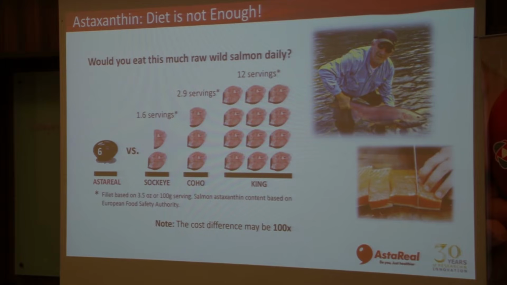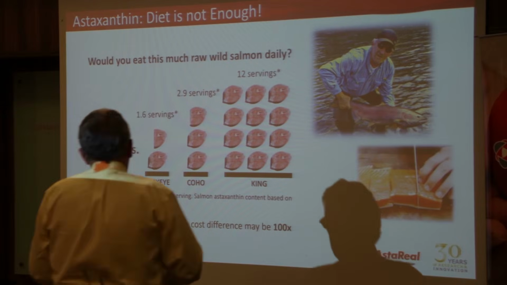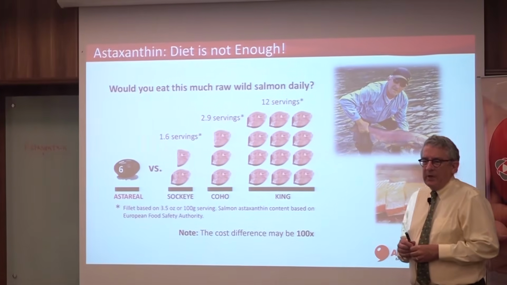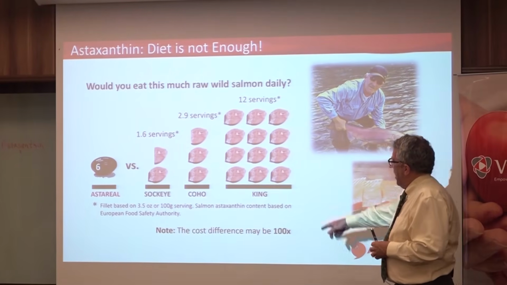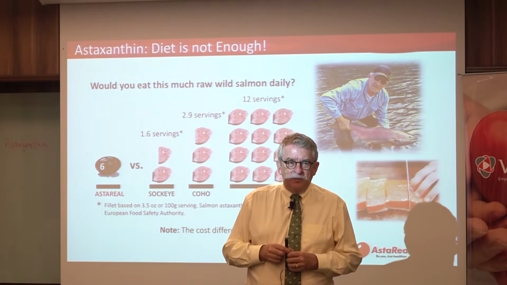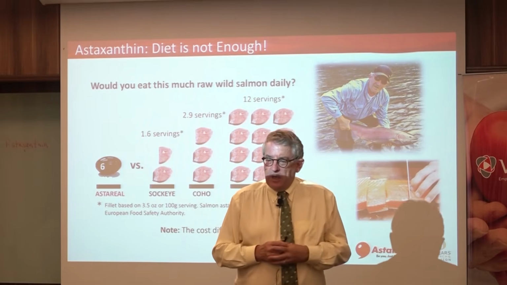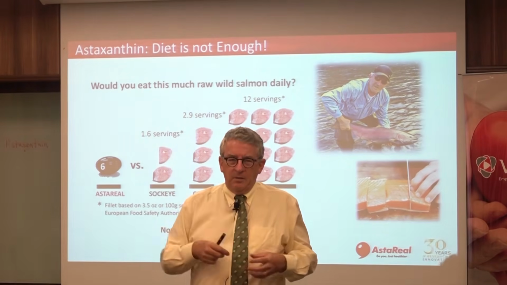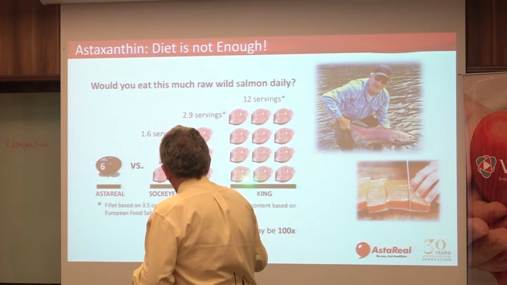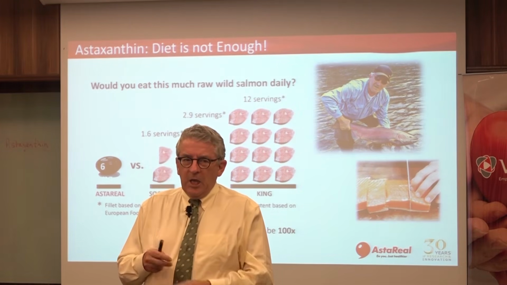Wild salmon has natural astaxanthin. I'm proud of that particular salmon that I caught. It's actually a king salmon, but king salmon don't have a lot of astaxanthin. In order to be the equivalent of one 6 milligram soft gel of astaxanthin, you'd have to eat 12 servings of king salmon. I like it. That particular one was in a catch and release river. I had to give him back, which I didn't want to do. But I'd have to have 12 servings each day for one 6 milligram capsule.